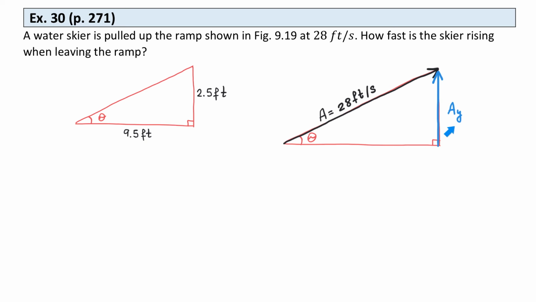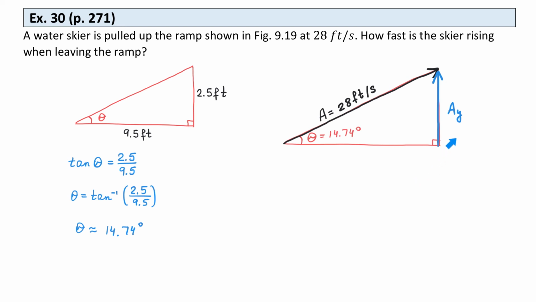But to find this vertical component, first we have to find the angle theta. And we will find this angle theta by using the dimensions of the first triangle. We know that the tangent of angle theta equals the opposite side divided by the adjacent side. So then tangent of angle theta equals 2.5 divided by 9.5. To find angle theta, we will take the tangent inverse of 2.5 over 9.5. Then angle theta is approximately 14.74 degrees. And because these two angles are the same, this angle is also 14.74 degrees.